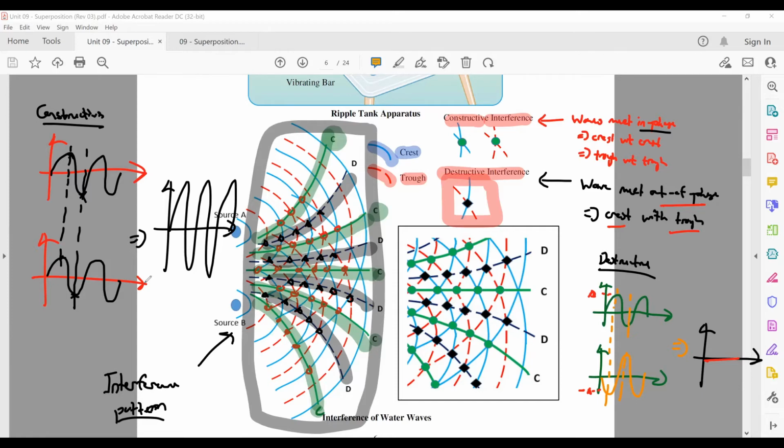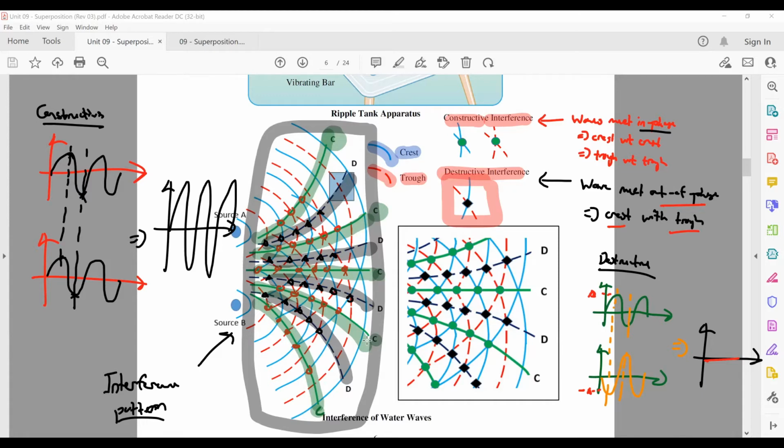How do you see this in practice? In the case of water waves, where you have constructive interference, you see that the water waves there are a bit higher. Where you have destructive interference, you see that the water waves there are almost non-existent. You see certain regions where the waves are moving up and down, and certain regions where the waves are not moving at all. It's better to explain it using a video. Let me just show you the video for the ripple tank.